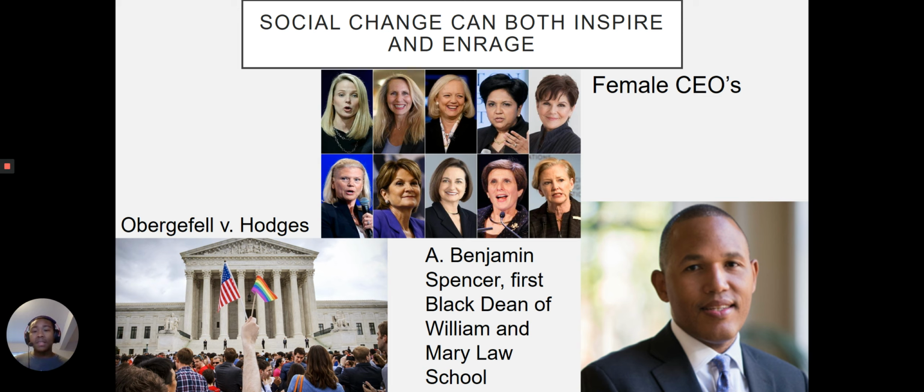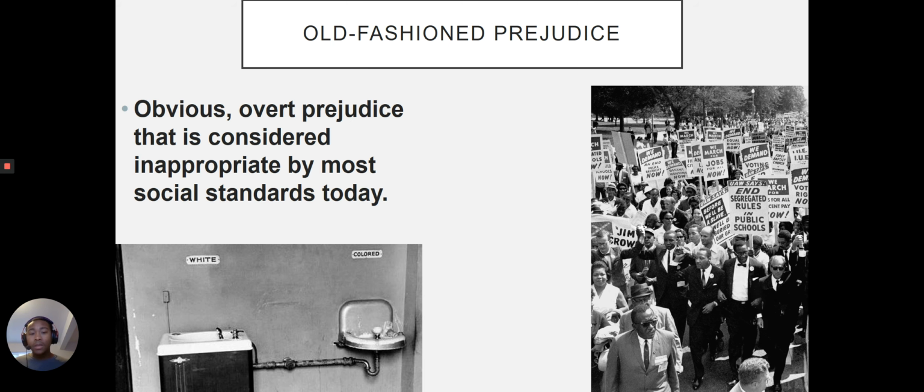So as we think about this, the question comes: do these three examples mean that discrimination is a thing of the past? Most social psychologists would say absolutely not. They would just say it's changed, and we'll talk about that throughout this week.